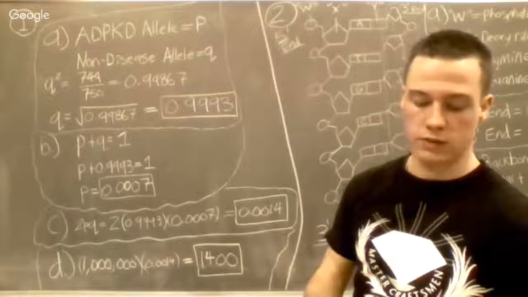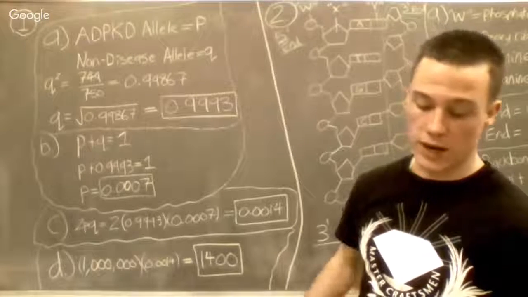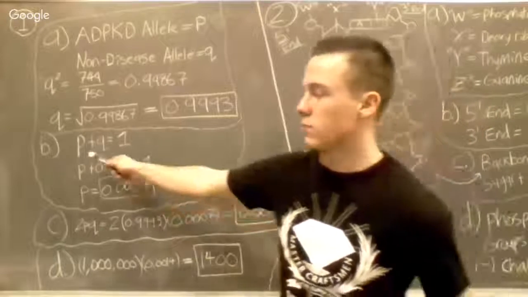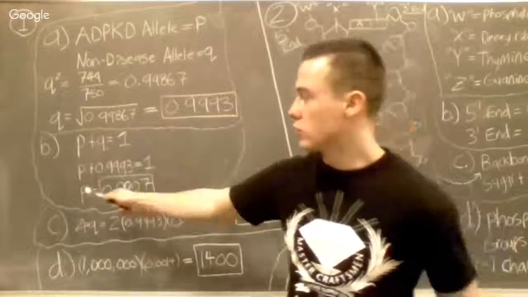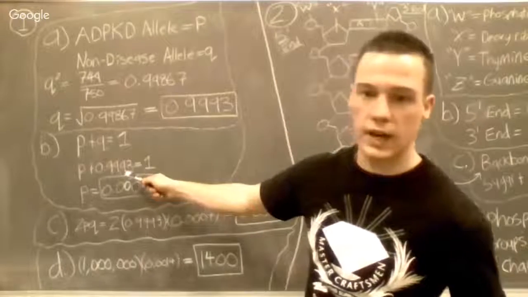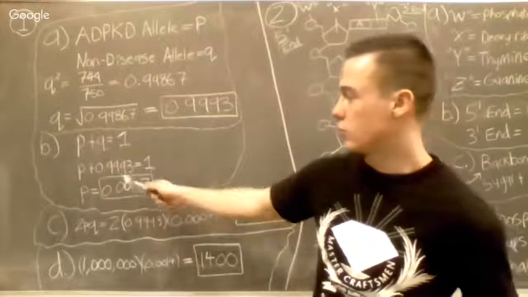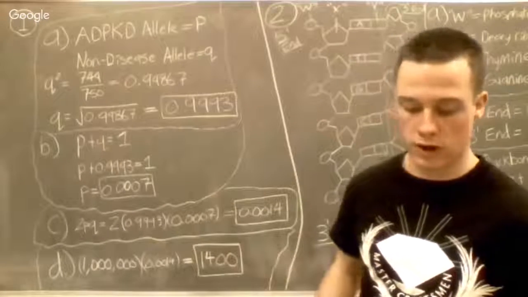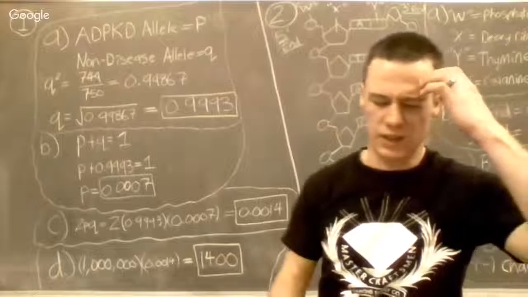Now part B says, what is the frequency of the ADPKD, or the disease allele, in the human population? So now we just use the P plus Q equals 1 equation. P plus our Q, which is 0.9993, equals 1. Subtract that, and we get 0.0007 for the frequency of our ADPKD allele.